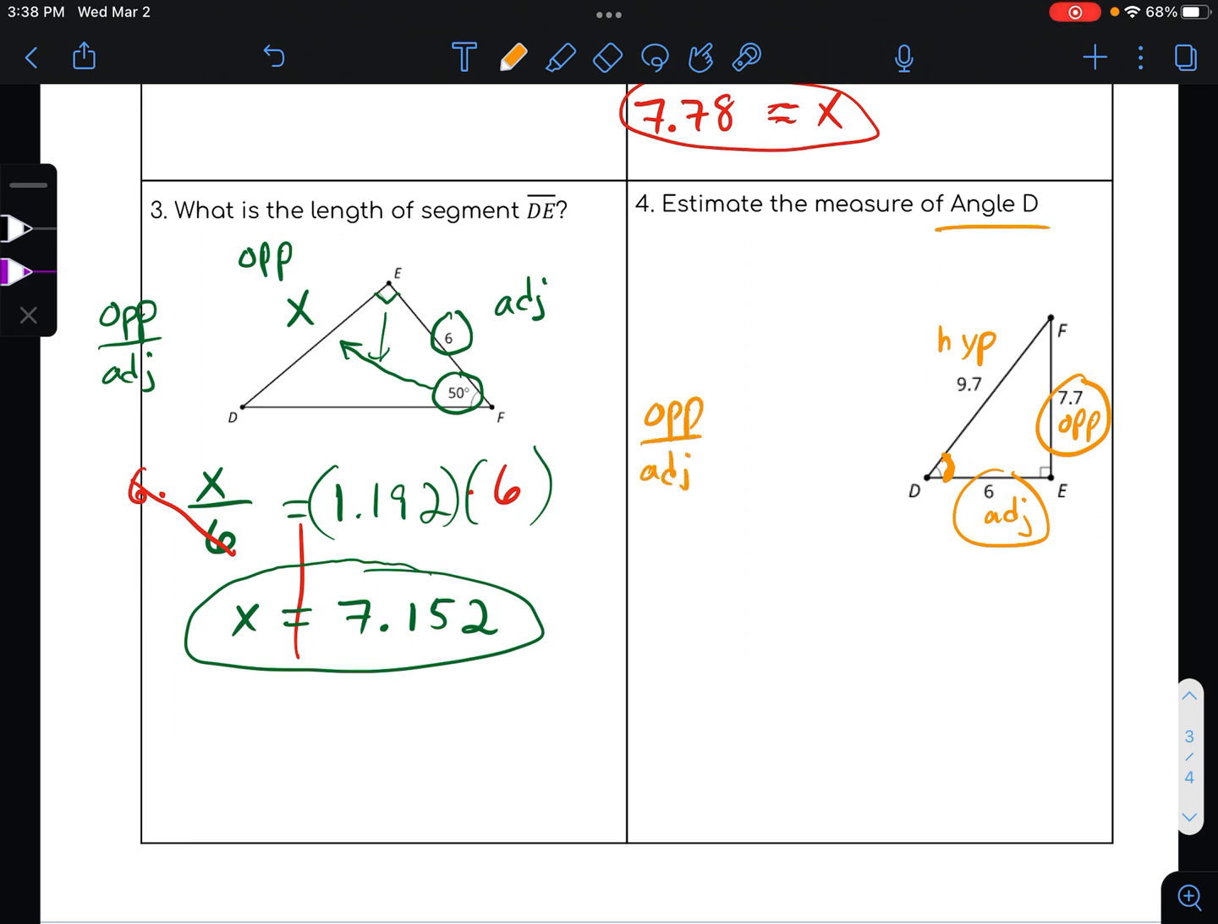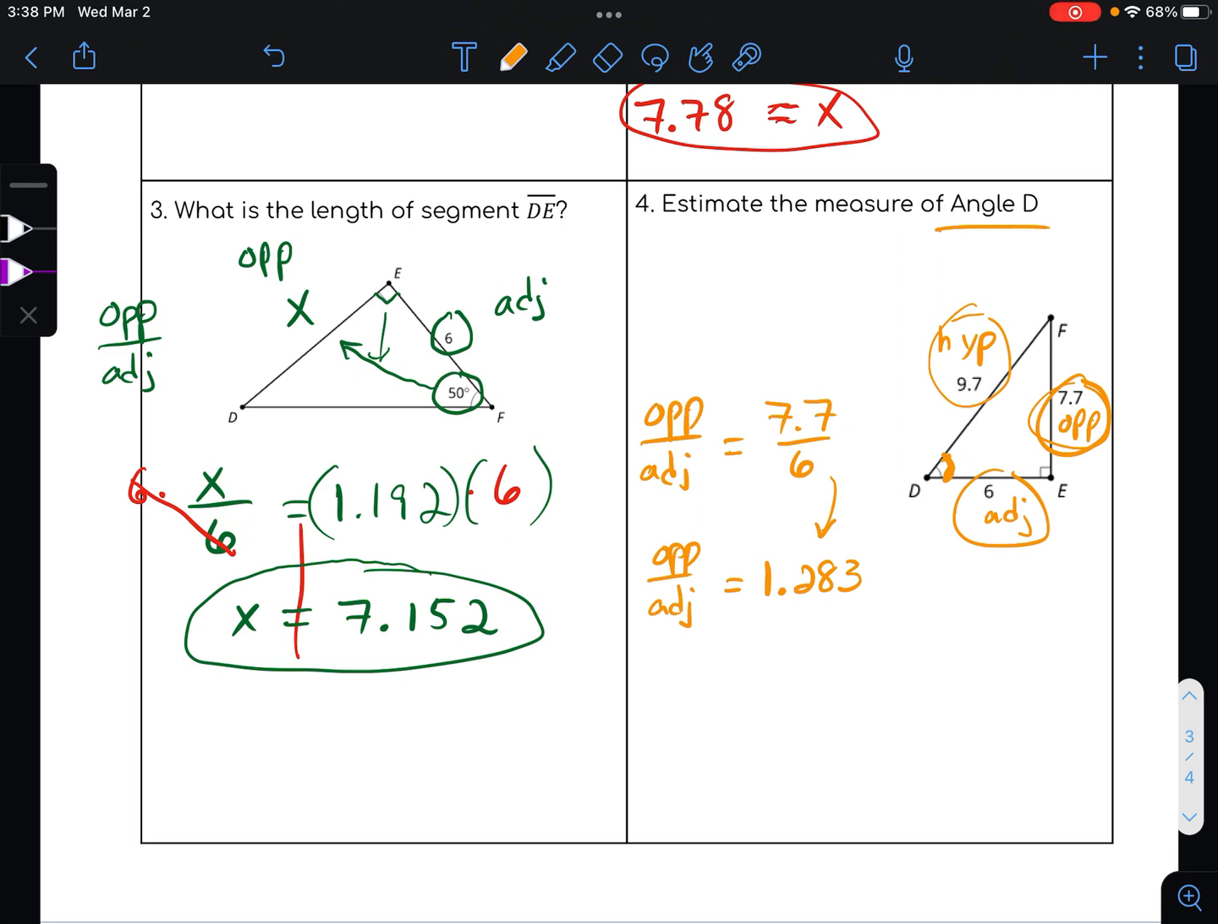So opposite divided by adjacent, in this case would be 7.7 divided by 6. If you prefer opposite divided by hypotenuse or adjacent divided by hypotenuse, you could also do that. I'm going to choose to use the opposite divided by the adjacent. So let's divide those two, 7.7 divided by 6. So opposite divided by adjacent, in this case, as a decimal, would be 1.283. So 7.7 divided by 6 is 1.283.